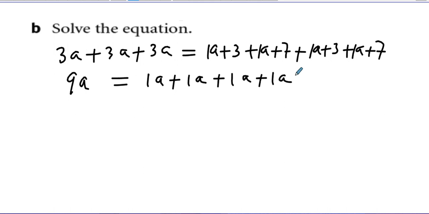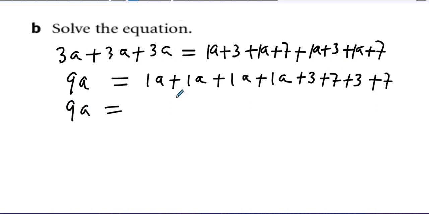And then we have plus 3, plus 7, plus 3, plus 7. Let me check. Okay. So 9a equals 4a, and 1, 2, 3, 4 a's. Okay. 3 plus 7 is 10, plus 3 plus 7 is 20.